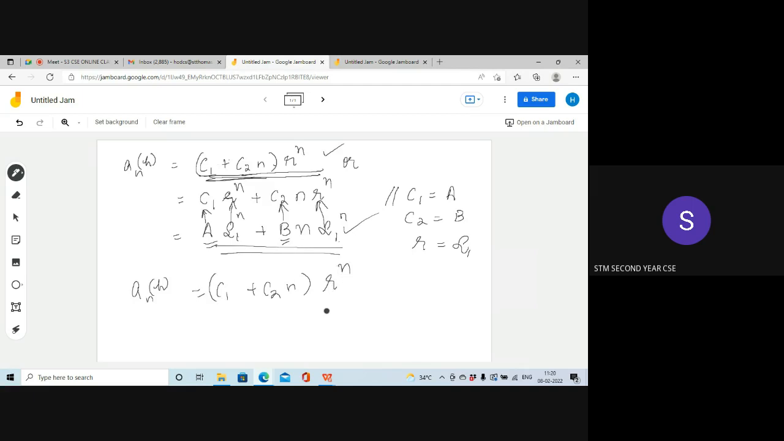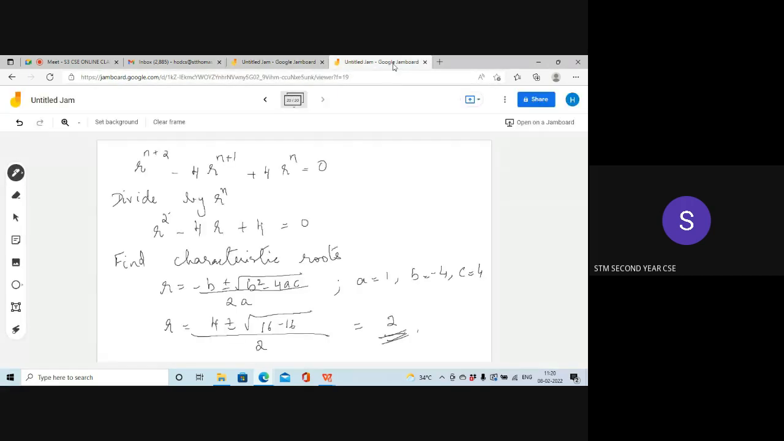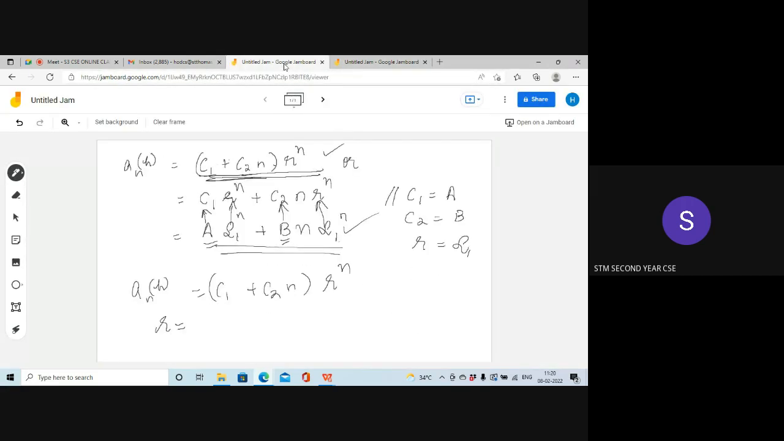We have one root here, and what is the root that we have got? Root r is equal to 2, isn't it? The root that we had obtained is 2. So now in this equation we have two constants C1 and C2 that we have to find out. We have the value of r as 2. r we found out to be 2.